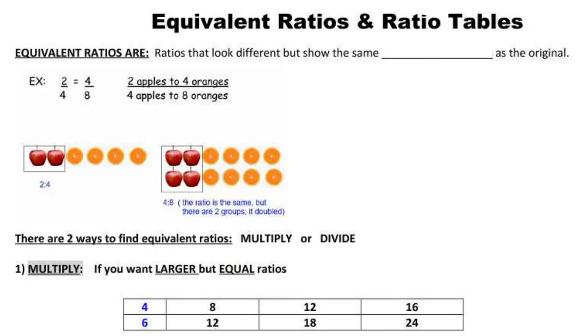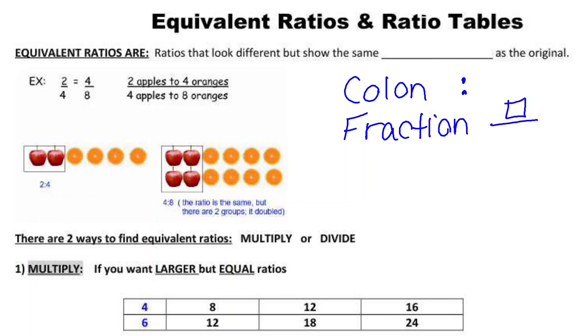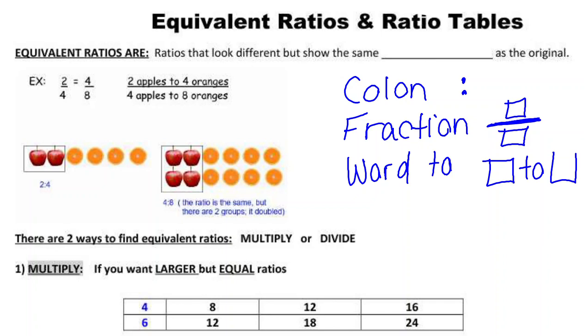Today we're going to discuss equivalent ratios and ratio tables. Previously we've talked about ratios before. Ratios are a comparison of two different things. Please remember we can write a ratio with a colon, which is the two dots, or as a fraction with a numerator and a denominator over a fraction bar, and then the word "to." So you can have a number and then the word "to" and then another number. It's just a way of comparing both items.